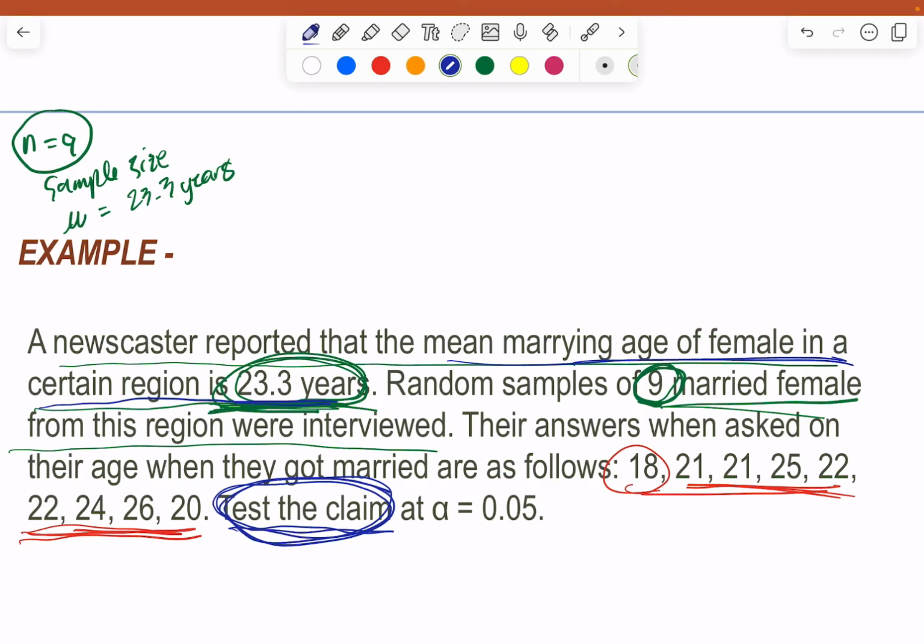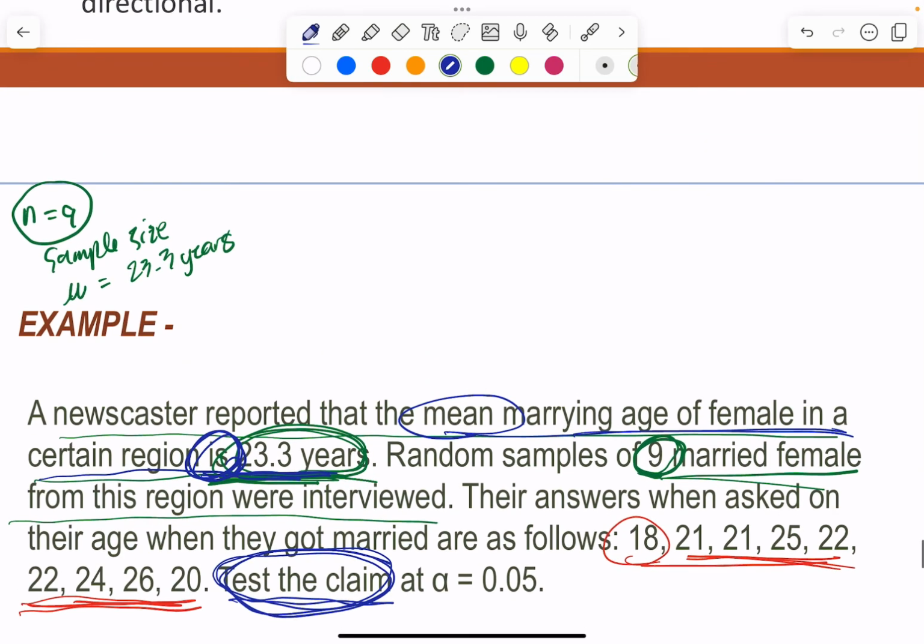Let's look at the keywords in our problem. It says here that the average or the mean is 23.3 years. When we say this, what does it mean? That means it is equal. Where does equal belong, in the null or the alternative? It belongs to our null. So, the first hypothesis we will make is our null hypothesis. What will be your null hypothesis?